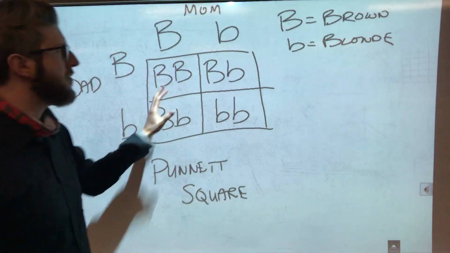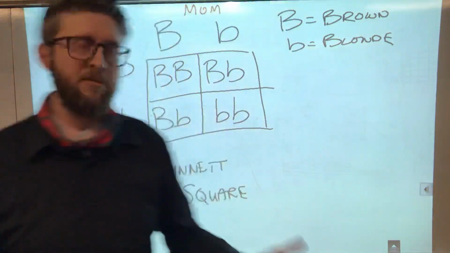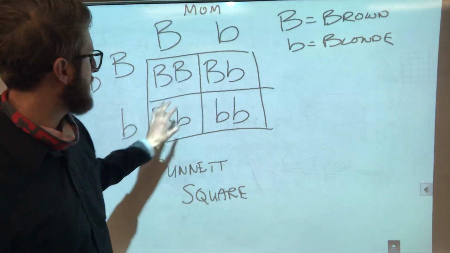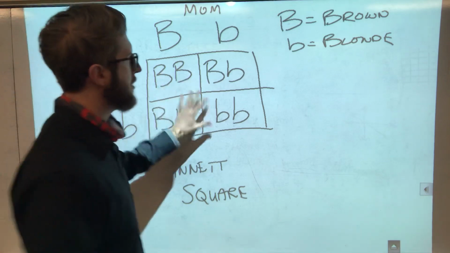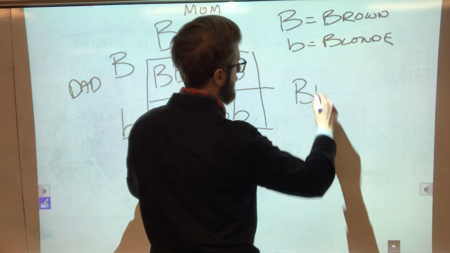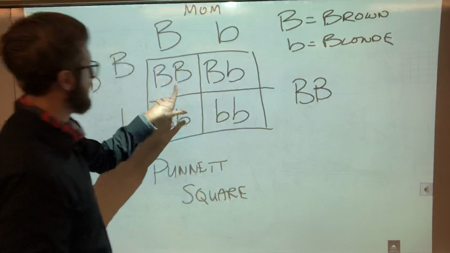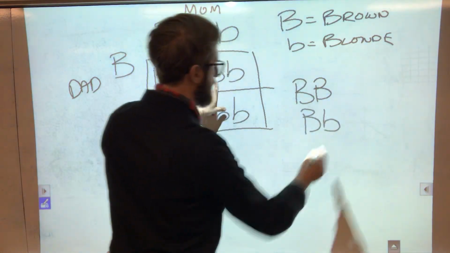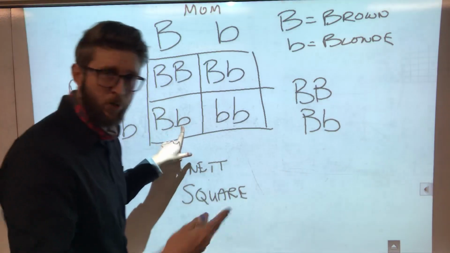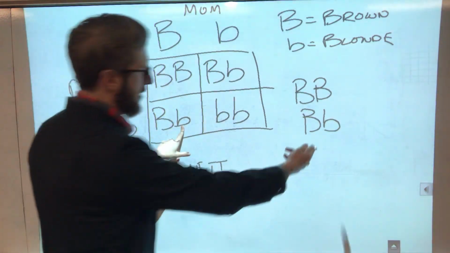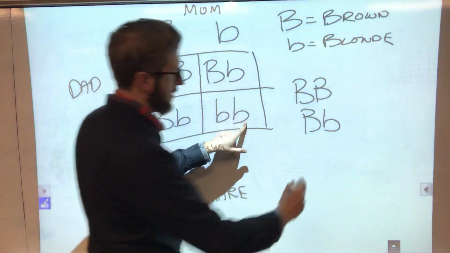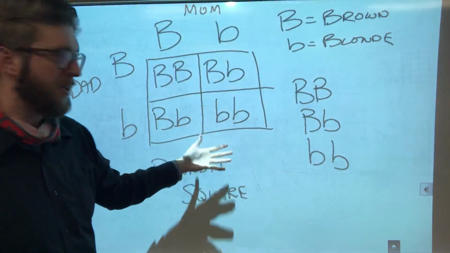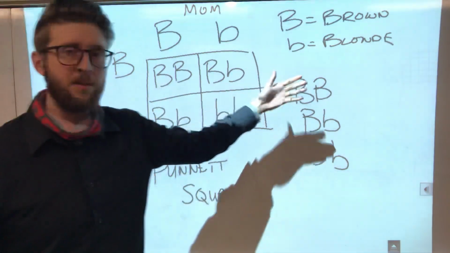All right, so these are all the possible outcomes. If mom and dad have a kid, these are the possible outcomes that the baby could be. The baby could be either big B, big B, it could be big B, little b. This is big B, little b, but I already wrote it, so I don't have to write it again over here. And this is little b, little b. So there's 3 combinations or 3 possibilities of different combinations that the kids could be.